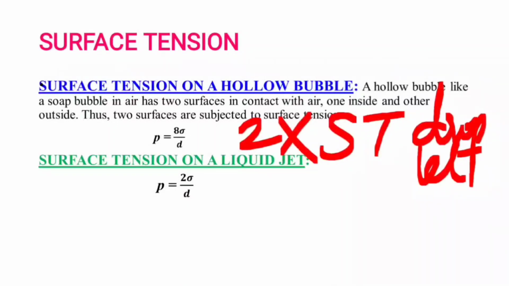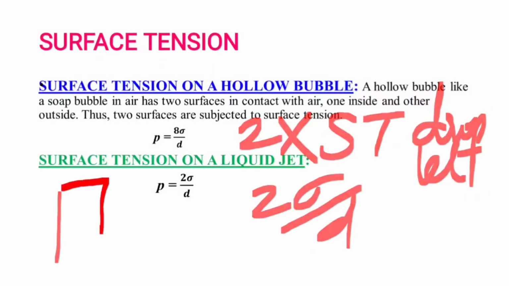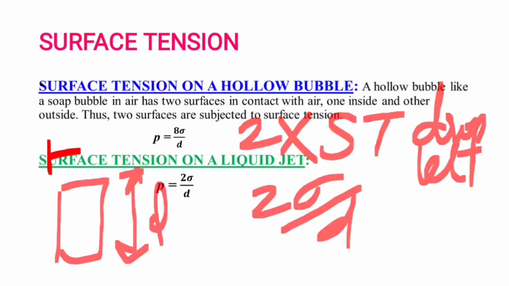Surface tension on a liquid jet is P equals 2 sigma by D. It is like a bar, this is L, this is D.